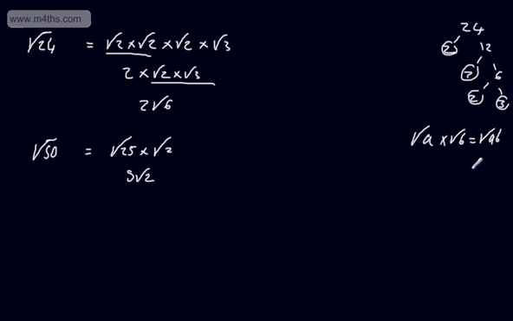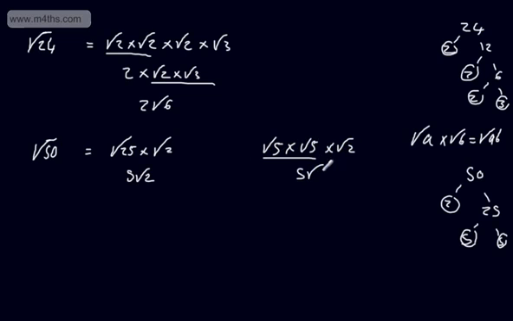Again, you could go down the 50, 2, 25, 5 and 5, and then write it out like so. You can have it as root 5 times root 5 times root 2. That gives me 5, and I've got 5 root 2. So it's entirely up to you how you want to look at that. Let's look at another one.